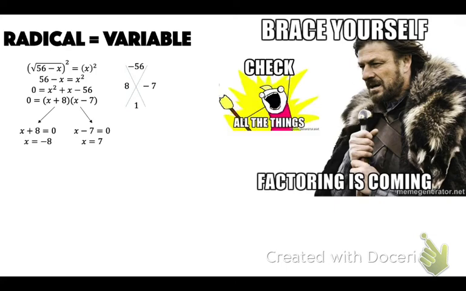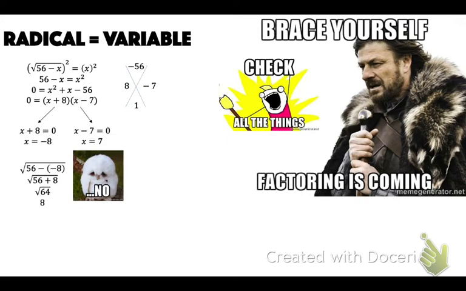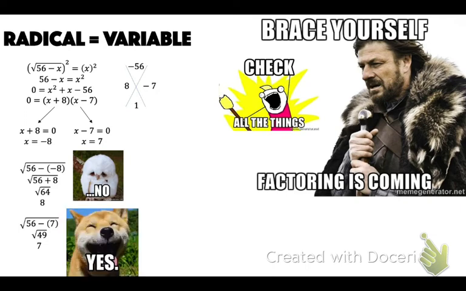Now we have to check our answers here. Okay, so I'm going to plug this in, and I should get -8 out if this works. So square root of 56 minus -8, which is the square root of 56 plus 8, which is the square root of 64, which is 8. Now that is not -8, so that one does not work. When I plug 7 in, we get 56 minus 7, which is square root of 49, which is 7, which that one does work. So that means our answer is x equals 7.